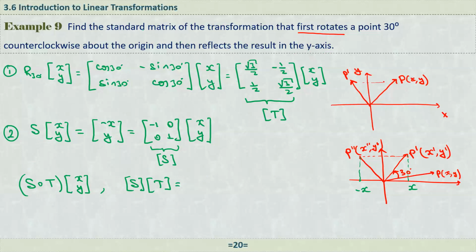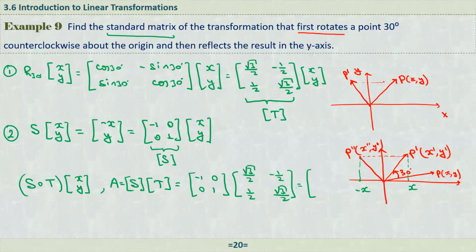It says, find the standard matrix. That is the standard matrix of this. I can just denote this by, let's say, A, equal to, what is S? S is negative 1, 0, 0, 1. And how about T? T is square root of 3 over 2, 1 over 2, minus 1 over 2, and the square root of 3 over 2.